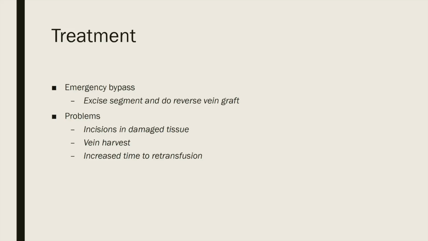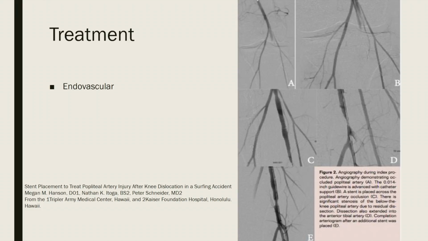And the treatment by the vascular surgeon is either to excise the segment and do a reverse vein graft. The problems with it is it's a big open operation in damaged tissue. You have to harvest the vein. There's an increased time to revascularization because it all takes a bit long. So you can end up with complications. So there are some newer approaches.